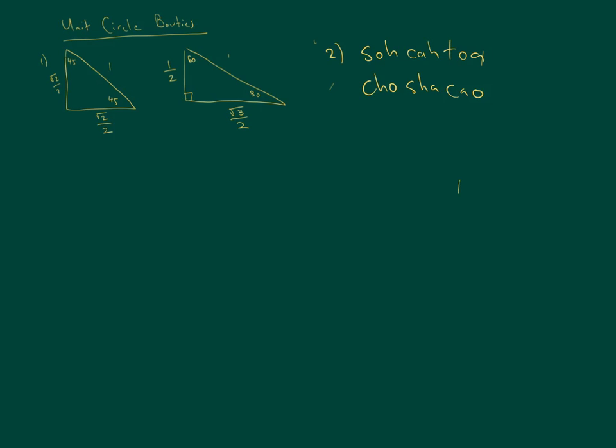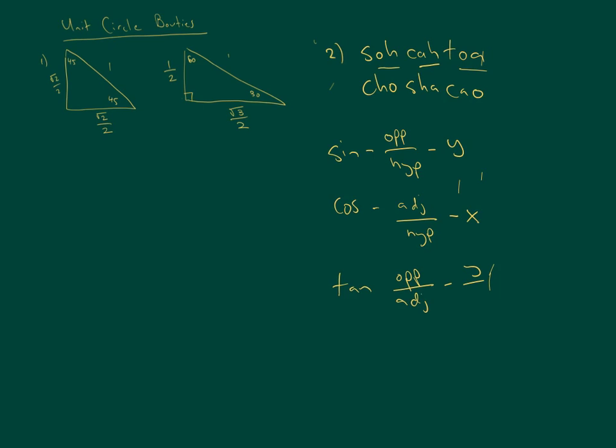And then after you put these acronyms down, make sure that you can write out that the sine is opposite over hypotenuse, which on the unit circle is the y-coordinate. The cosine is adjacent over the hypotenuse, which on the unit circle is the x-coordinate. The tangent is opposite over adjacent, which on the unit circle is y over x.